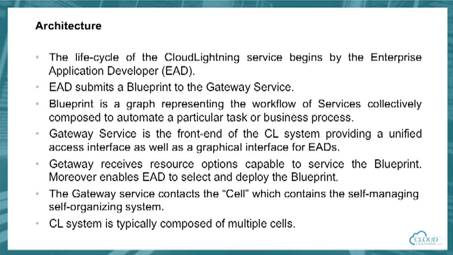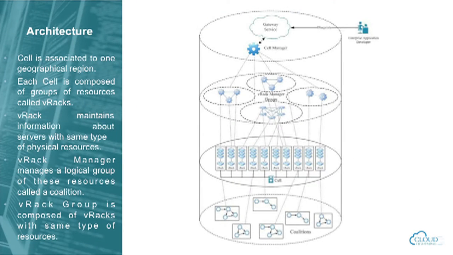The gateway receives the resource options capable of servicing the blueprint and enables the EAD to select and deploy this blueprint onto the system. The gateway service contacts the cell, which is a part of the Cloud Lightning system containing the self-managing, self-organizing system that will actually match the needs of the user or the EAD to the available resources. It should be mentioned that typically the Cloud Lightning system will be composed of multiple cells. A graph of the architecture is given in the slide.